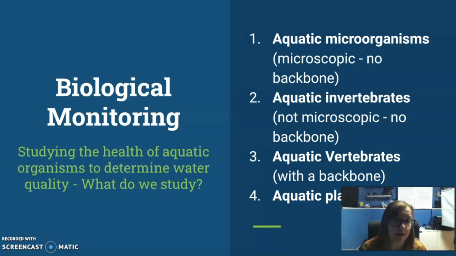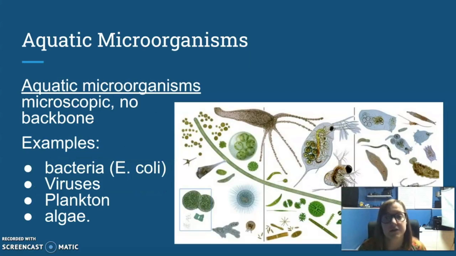We have aquatic microorganisms. They are microscopic. You need to have a microscope to see them, and they don't have a backbone. You have aquatic invertebrates. They are not microscopic, and they don't have a backbone. Then you've got aquatic vertebrates that do have a backbone and are definitely large enough to see, and your aquatic plants. So let's start with aquatic microorganisms.